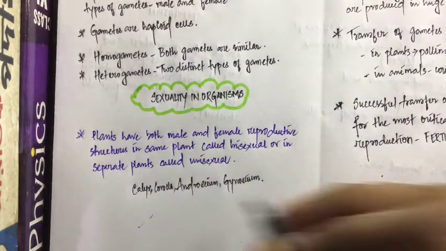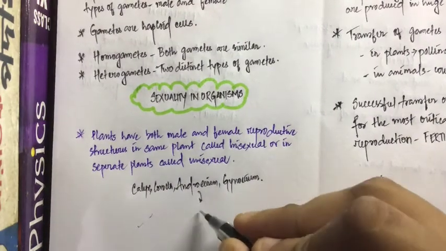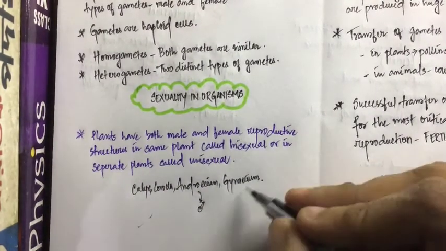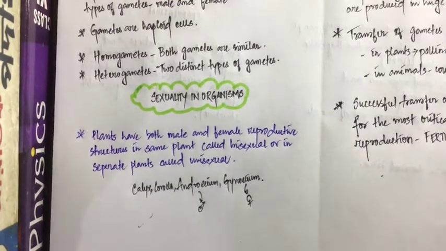Among these four parts, androecium is the male part of the flower, and gynoecium is the female part of the flower. Now, if on a single plant I have a flower, and on that flower I have both androecium and gynoecium, such plants are called bisexual plants. Clear? And if I have a flower which contains only androecium on a separate plant, and another plant which contains a flower with only gynoecium, then they are called unisexual plants. Clear? Now let us move to the next thing.